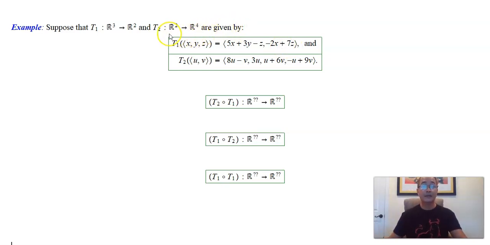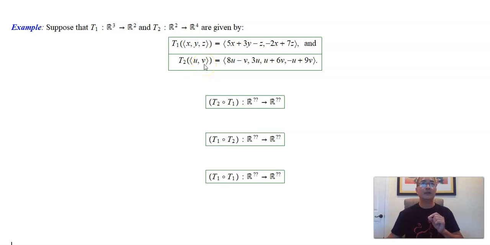But we have a very different T2. Okay, so this time T2 is going from R2 to R4. So to avoid confusion, let us write the input vector not as x, y, but as u, v. Okay, we're going to use different letters because we're going to plug in what we get from T1 into T2. That's how you do a composition. So let's better use different symbols.